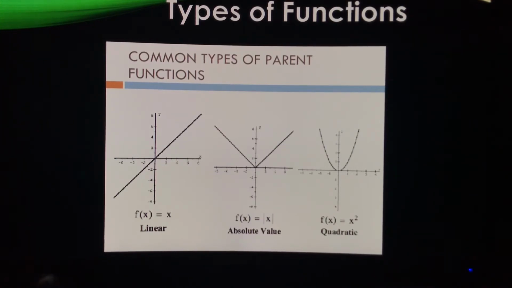So with a parent function, they always go through the origin. The center of the function goes through the origin. So in a quadratic, your vertex is going through the origin, your minimum or your maximum. Same thing with absolute value.